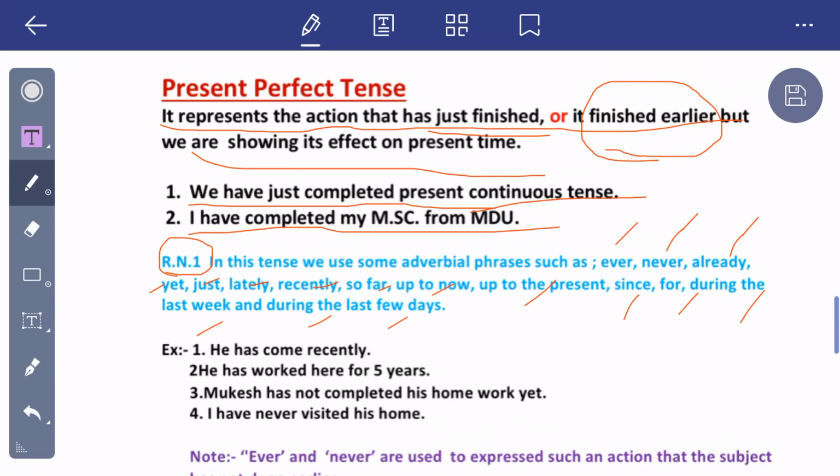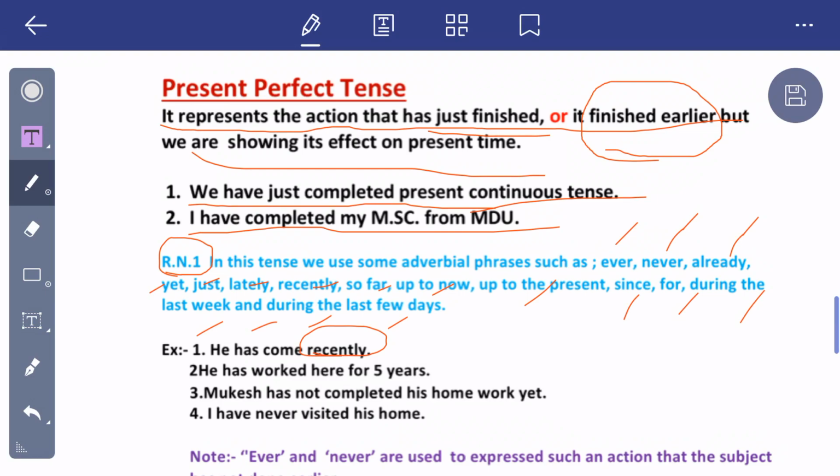Look at the first sentence: he has come recently. What word is given here? Recently. Because of "recently" I am using present perfect here. Why are we using this kind of verb with these words? Because these words or adverbs themselves are telling us about a situation which has just finished. Let us look at the second sentence: he has worked here for 5 years.